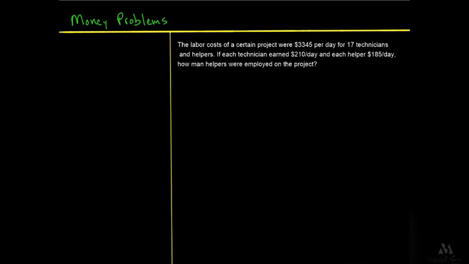All right, so here is our next problem. The labor costs of a certain project were $33,485 per day for 17 technicians and helpers. If each technician earned $210 a day and each helper earned $185 per day, how many helpers were employed on the project? All right, so what is it I don't know? I don't know how many helpers were on the project, so I'm going to just say H for helpers.